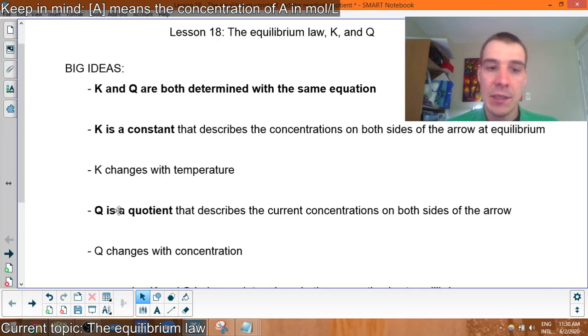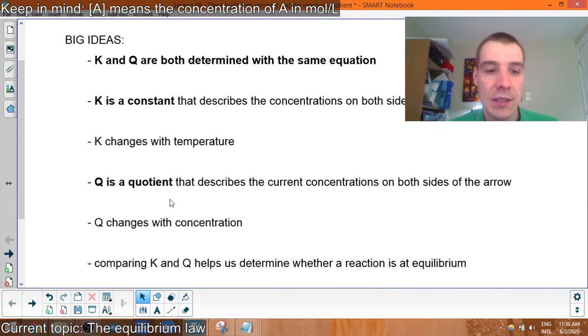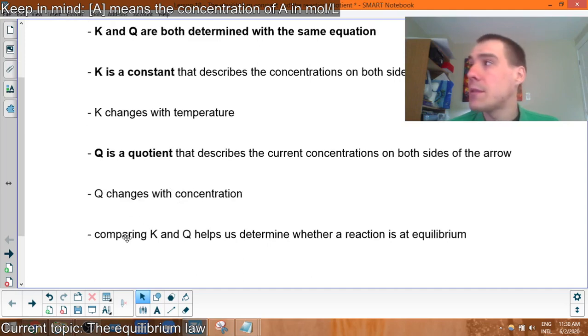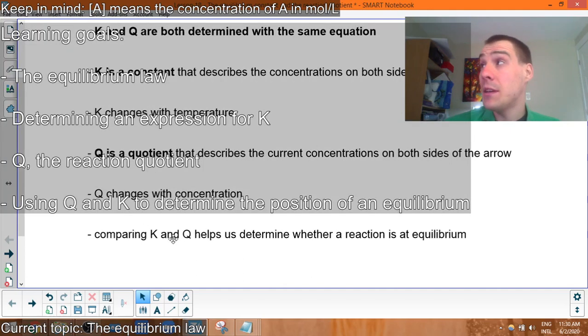K is a constant, but Q does actually change. So K is constant, Q changes. You can think K for constant is one way to think about it. Oh, K does change with temperature. So K is specific to the reaction and to the temperature at which the reaction is. Q will change with concentration, and then we're going to compare K and Q to determine whether reactions are at equilibrium or not. So that's what we're going to do.